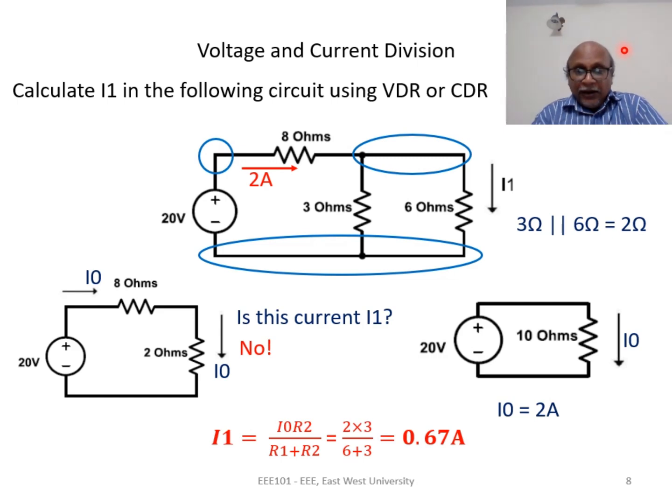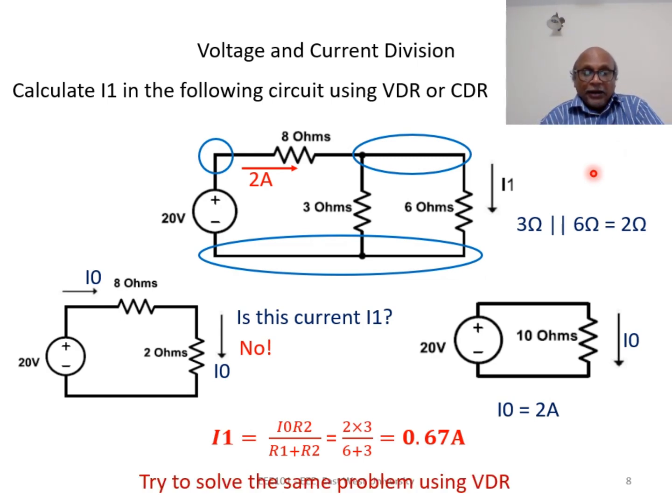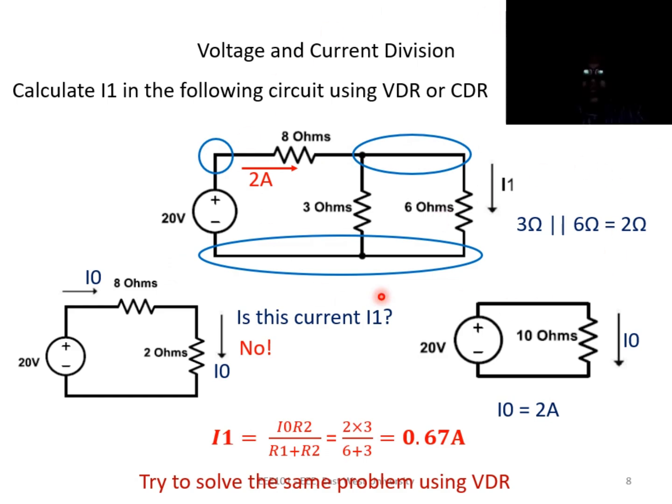Now, often a given electrical circuit can be solved in more than one way. There are usually multiple ways to solve a circuit. I have solved this circuit using CDR. This circuit can also be solved using VDR. I will not discuss how to solve the circuit using VDR, but I will ask you to solve the same problem using VDR at home. And you know the solution, so you can compare the results with these calculations and verify whether your solution is correct or not.